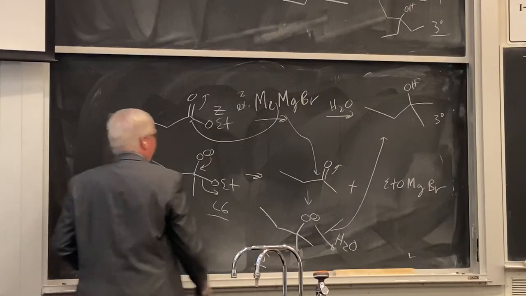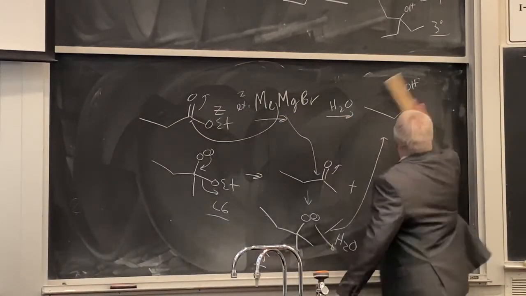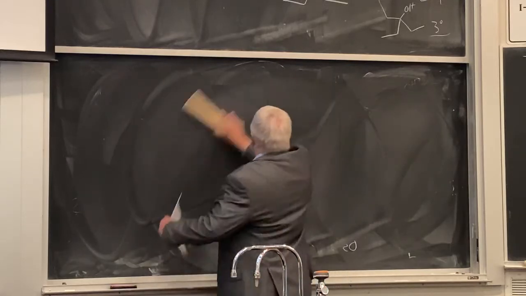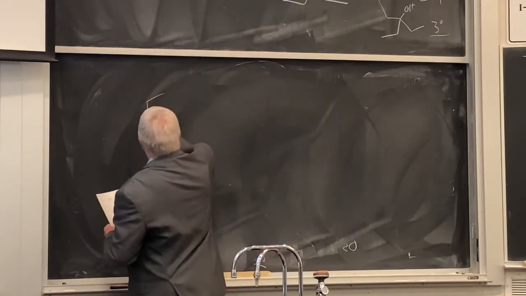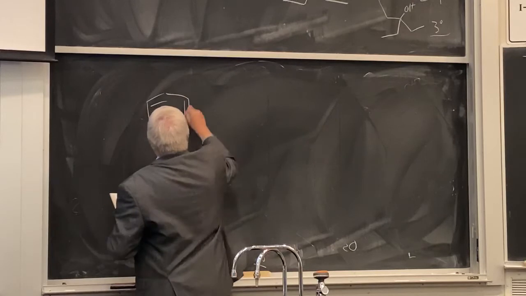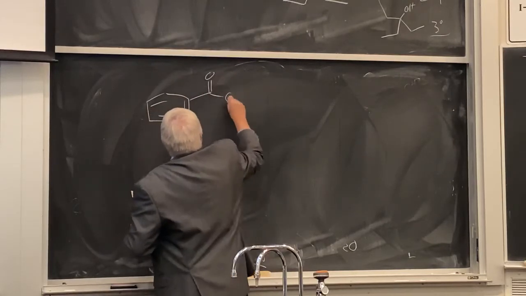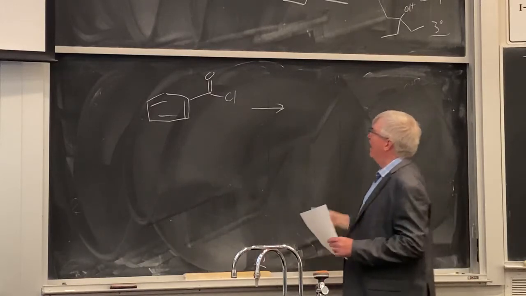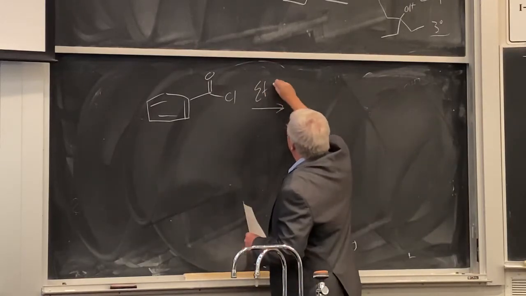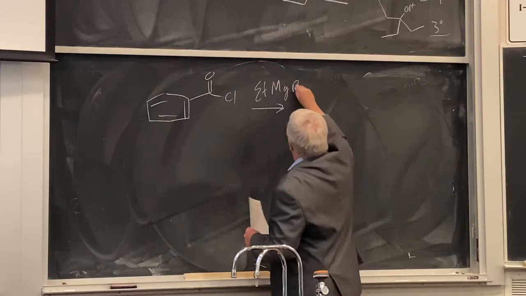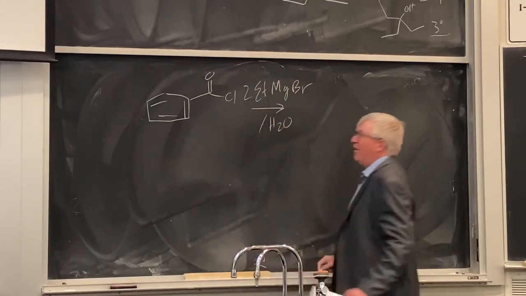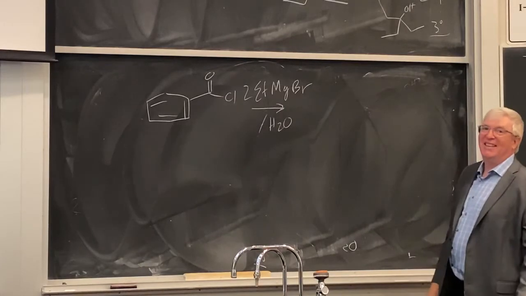What about acid chlorides? Can you make a prediction there? Let's look at an acid chloride here. How about benzoyl chloride? It's the acid chloride from benzoic acid, called benzoyl chloride. And let's add ethyl Grignard, two equivalents, and then quench with water. Work on that product. See if you can get it.